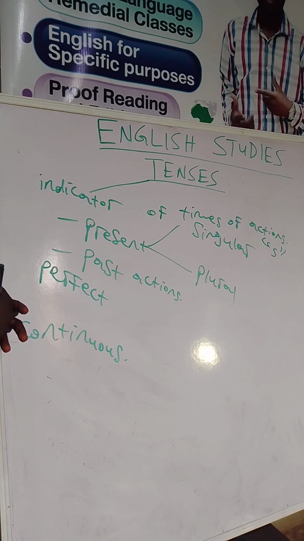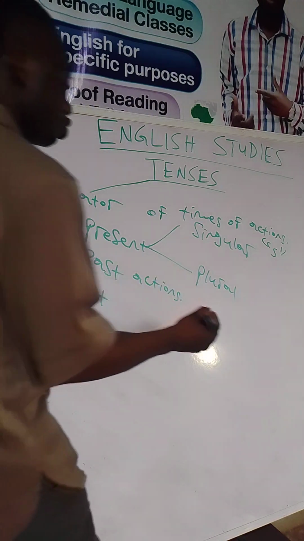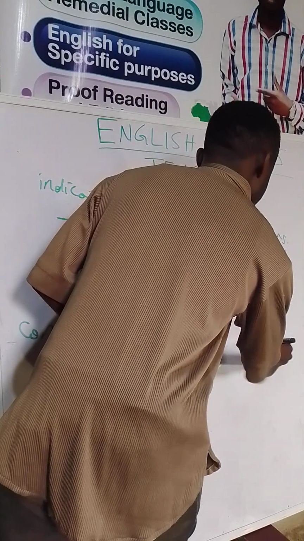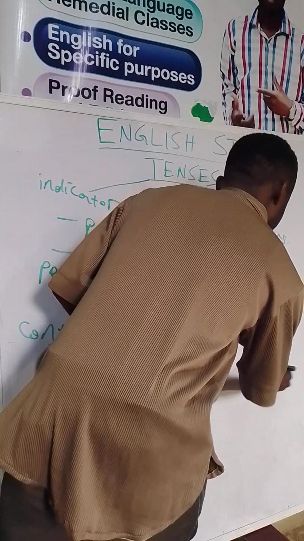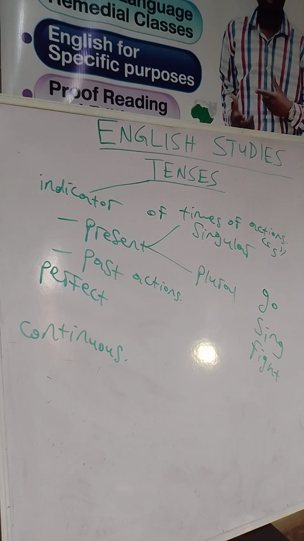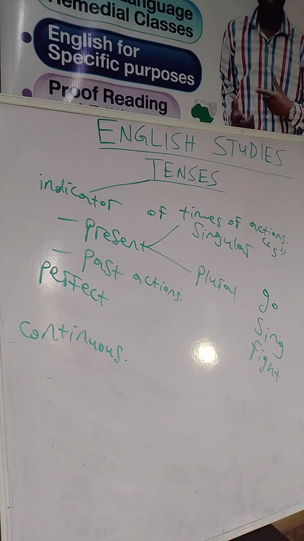If it does not have the S inflection, it is the plural present tense. So present tense can either be singular or plural. When it has the S inflection, it is singular. When it does not have the S inflection, it is plural. That's why you say go, sing, fight, talk. They go. We go. You go. They sing. We fight. We sing. We talk. So those are plural present tense.